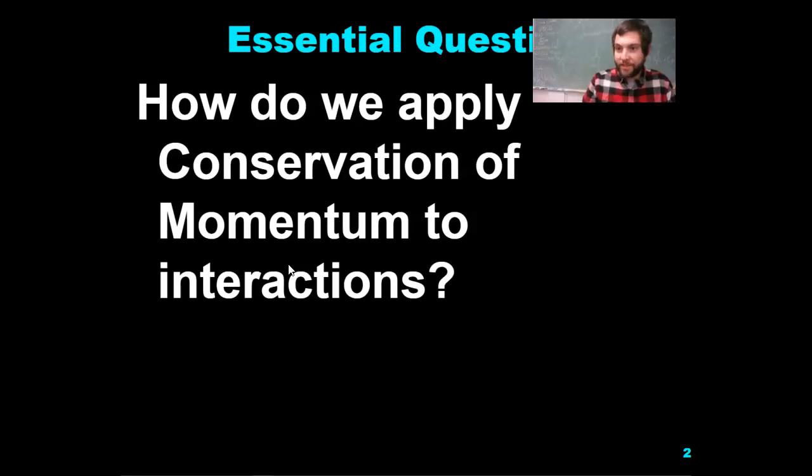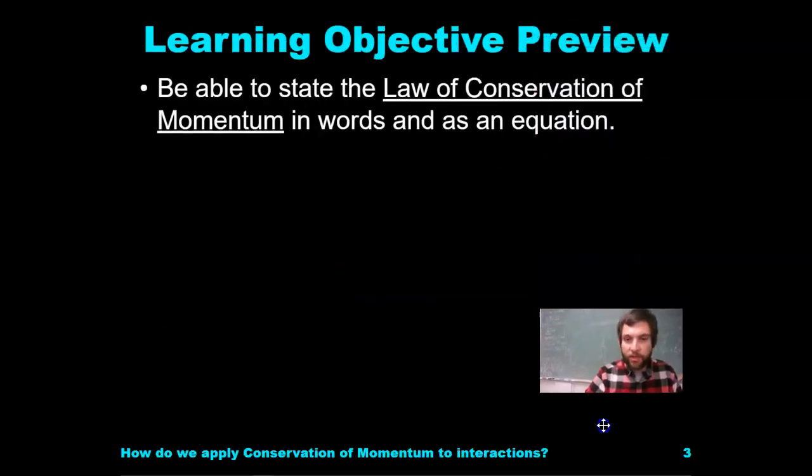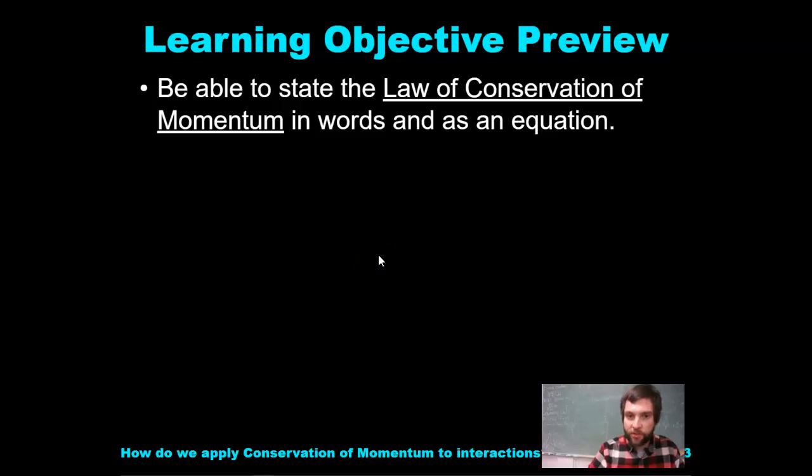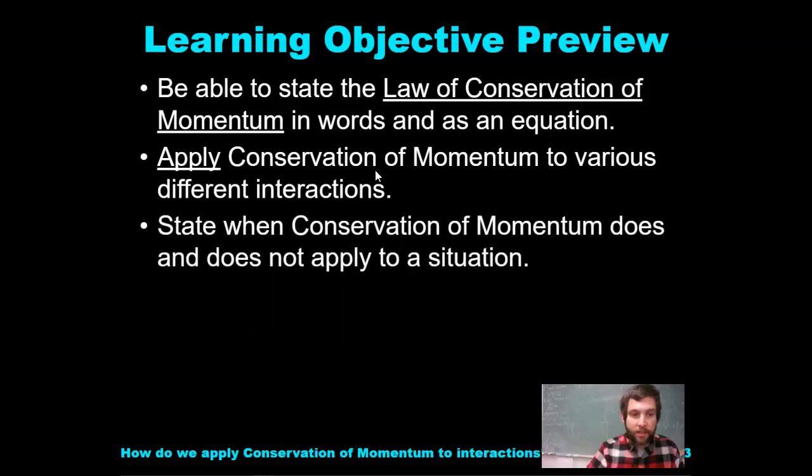Starting off with our essential question: how do we apply conservation of momentum to interactions? Our objectives for this lesson: we need to be able to state the law of conservation of momentum in words and as an equation, apply conservation of momentum to various interactions, and state when conservation of momentum does and does not apply to a situation. And that's it.